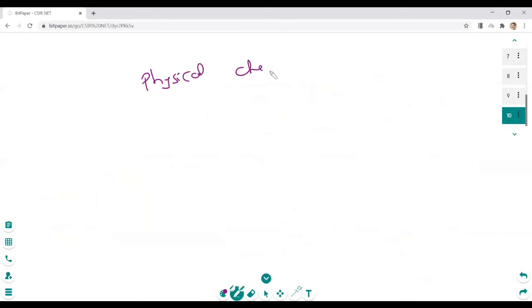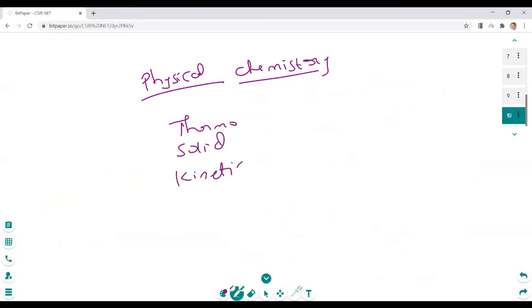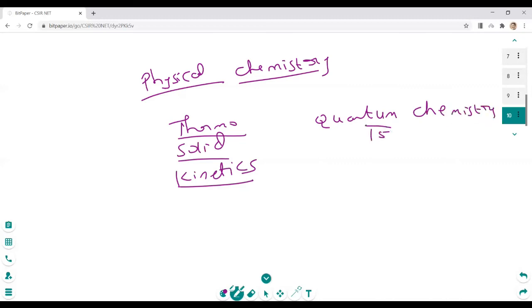Okay, in physical chemistry, you certainly know the big giants: thermodynamics, solid state, kinetics. I'll tell you, these are extremely important, and there is one more that is extraordinarily important, which is quantum chemistry. A lot of questions come from this, maybe close to 14 marks, 14 plus can come in quantum chemistry, and your thermo, solid state, and kinetics.